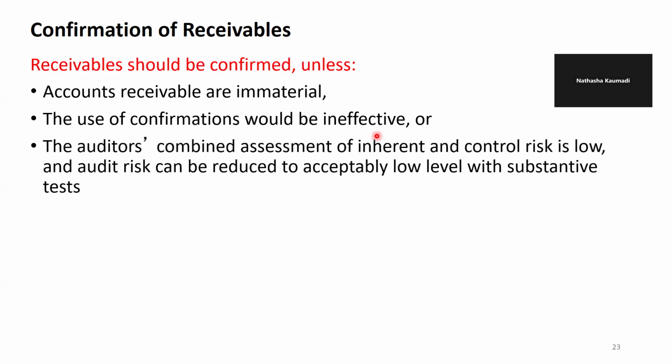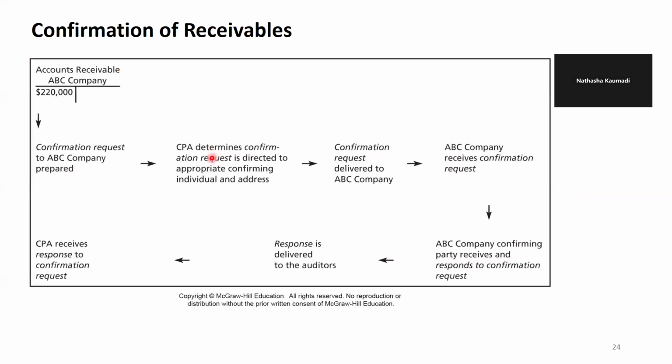Or the auditor's combined assessment of inherent and control risk is low, and the audit risk can be reduced to an acceptably low level with the substantive test. If you can get the things done with other substantive testing rather than calling confirmations, maybe you can not call. You can avoid calling external confirmations.